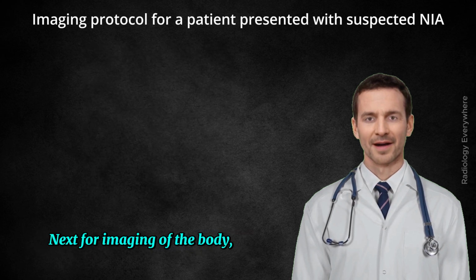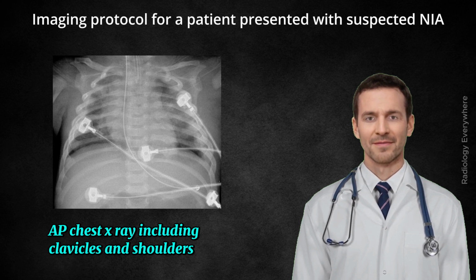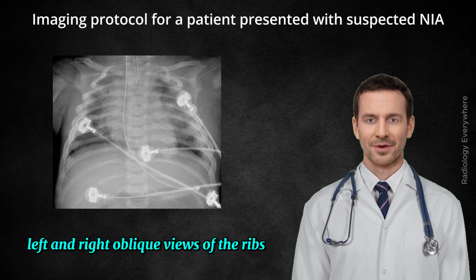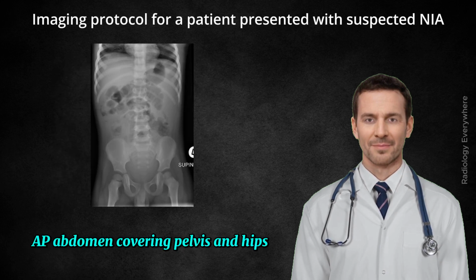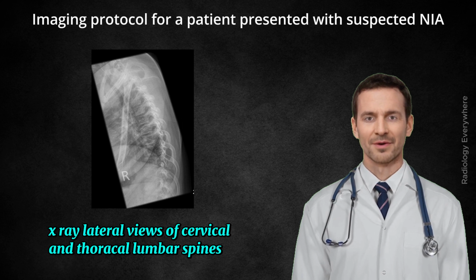Next, for imaging of the body: AP chest X-ray including clavicles and shoulders. Left and right oblique views of the ribs. AP abdomen covering pelvis and hips. X-ray lateral views of cervical and thoracolumbar spines.